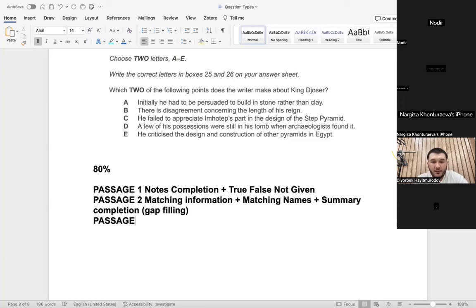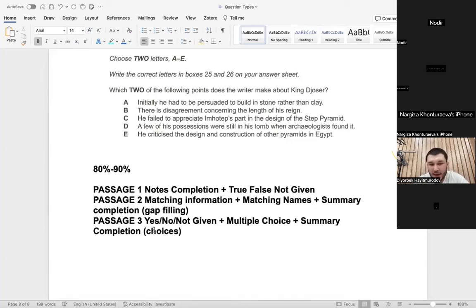And passage three, they first start with yes, no, not given. Then they follow it up with multiple choice. Then they give you summary completion, another summary completion, but this time not gap filling, but choices, and you need to choose from a list. The vast majority of IELTS passages, probably 90% of the passages these days.